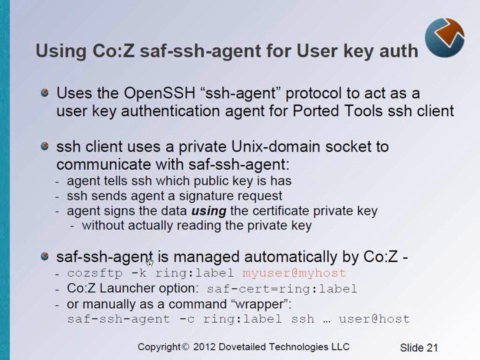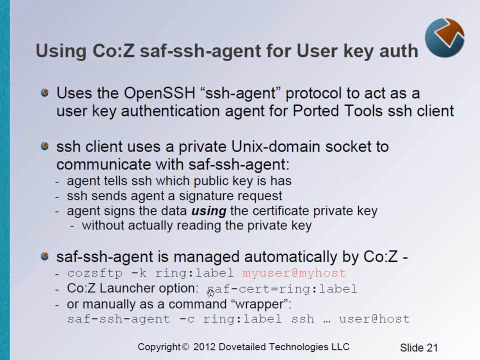Now, our agent for using SAF, all this setup, if you're using Cozy SFTP, it's real easy. You just say -K, this option -K. You give it the name of the ring, colon, and the name of the label, and it'll automatically set up an agent before it invokes SSH under the covers. I'll show you a little bit of how that looks.